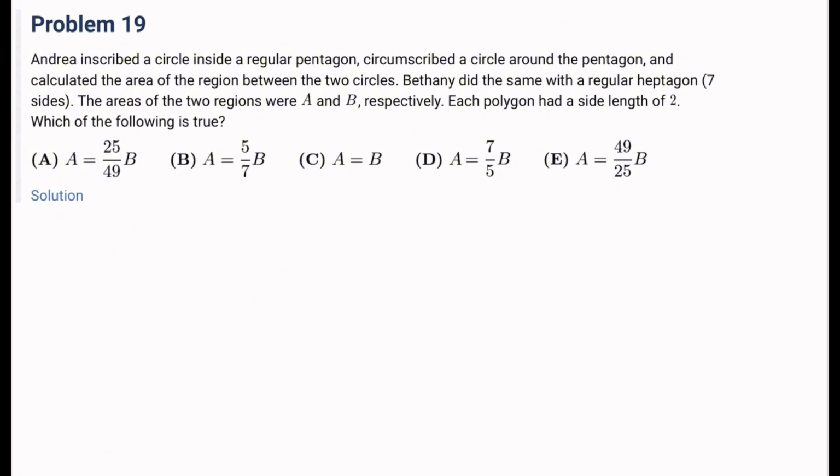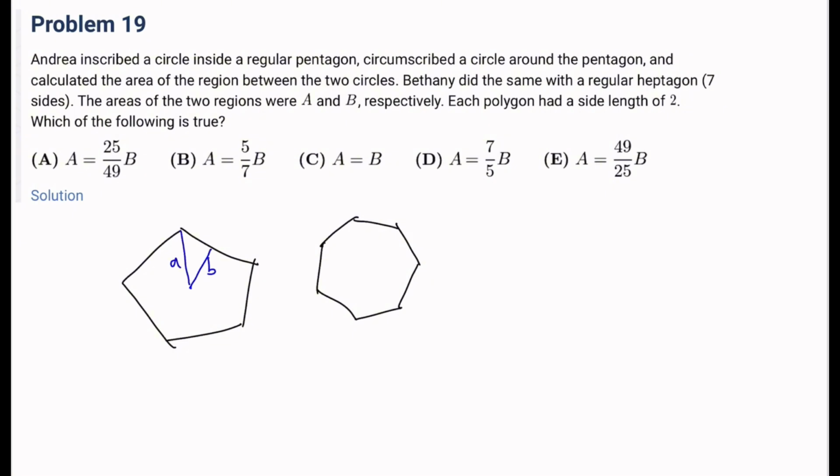Okay, so if we just draw these pentagons like that, and then draw the heptagon, 7-sided thing, like this, the actual shape doesn't really matter, because from the center, we'll say that this length is A and this length is B, right?